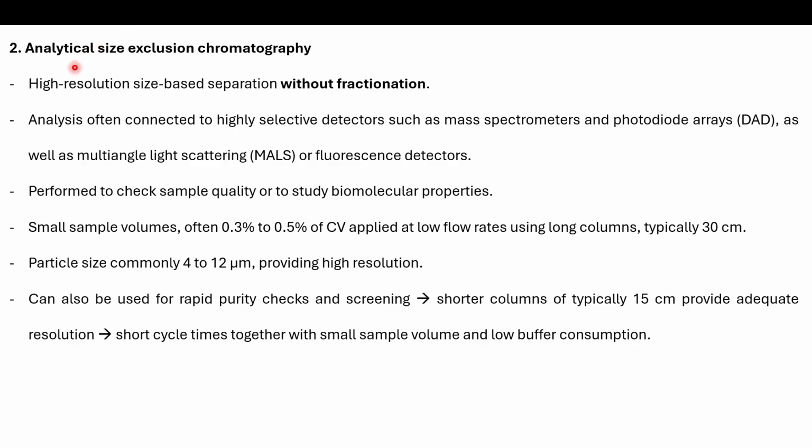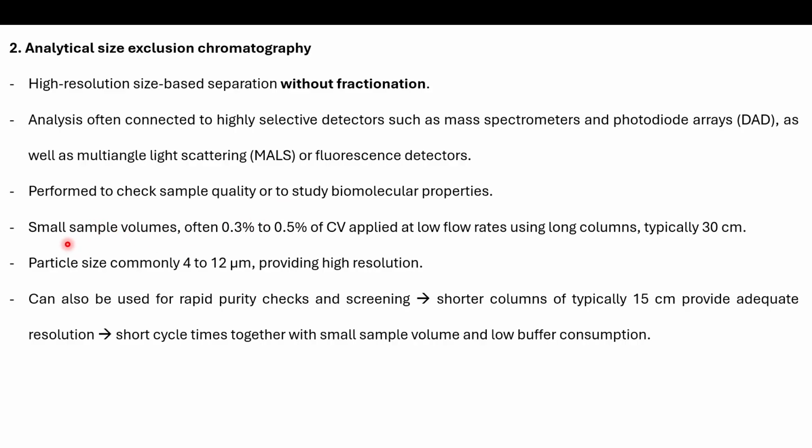Now another is analytical SEC. It's a high resolution size based separation where usually we do not fractionate. Analysis is often connected to highly selective detectors, for example mass spectrometers and photodiode arrays. And there is also multi-angle light scattering, or MALS, and fluorescence detectors as well. Okay. This is usually done to check the sample quality or to study the properties of the biomolecule of your interest.